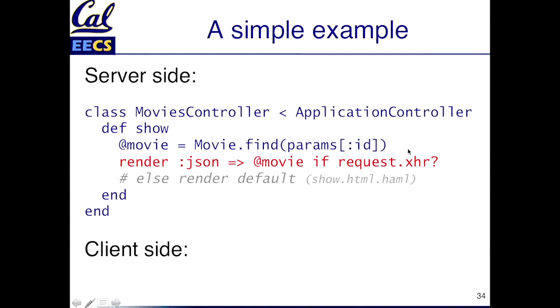All we've done here is, once again, we find a particular movie. And now we're going to render JSON if the request is an XHR request. So what does render JSON actually do? It calls the method to_JSON on this object. As you might expect, Active Record defines a default version of that method for you that essentially serializes all of the properties from your database into a JSON object.